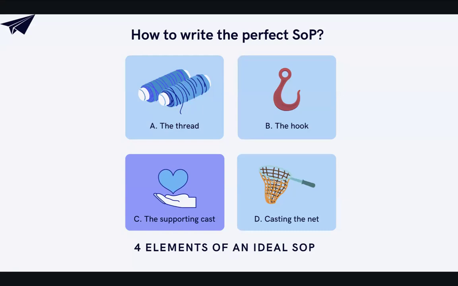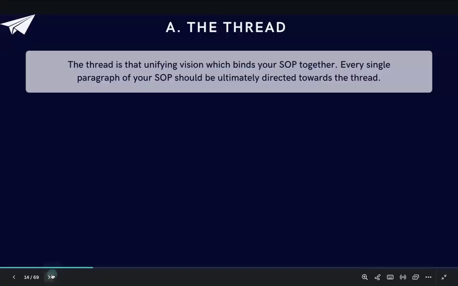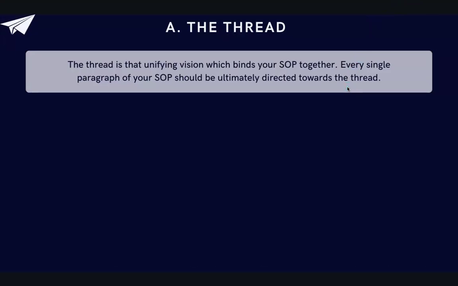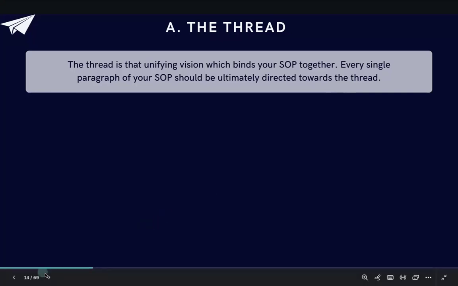The first part is the thread, the second part is the hook, the third part is the supporting cast, and the fourth part is casting the net. I will take you through each of these parts, and like I said, in the month of May you should start drafting your SOP based on these 4 parts. This is a very structured way of writing your statement of purpose. So first of all, what is a thread? The thread is your vision, a vision which holds together your statement of purpose. What vision do you have in mind, and with what vision are you applying to this particular university? It is your vision that binds the entire SOP together.